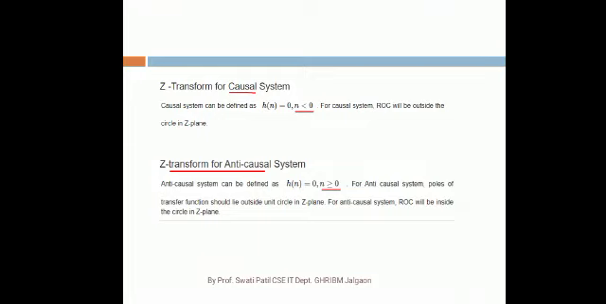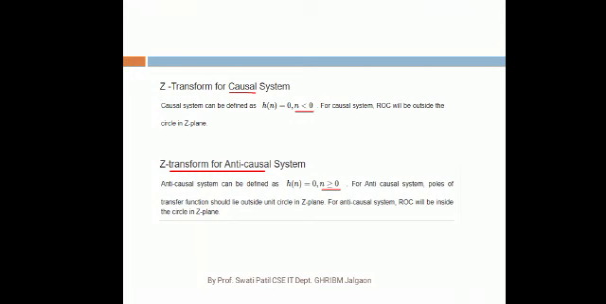And Z transform for anti-causal system is the same, but the n value should be greater than or equal to 0. For anti-causal system, poles of the transfer function should be outside the unit circle in the Z plane. For anti-causal system, the region of convergence will be inside the circle in the Z plane. So if the shaded portion is inside the circle, that is the anti-causal system, and if the shaded portion is outside the circle, then that is a causal system.